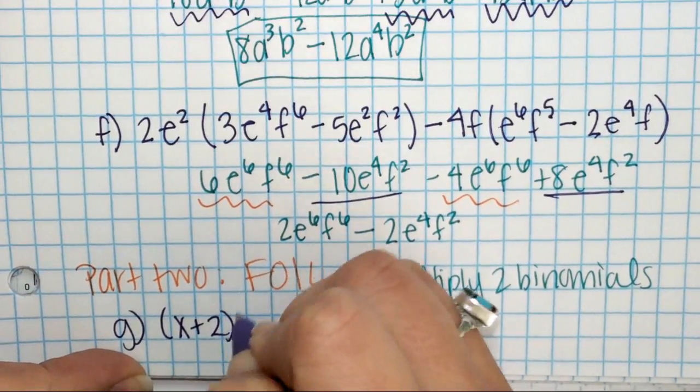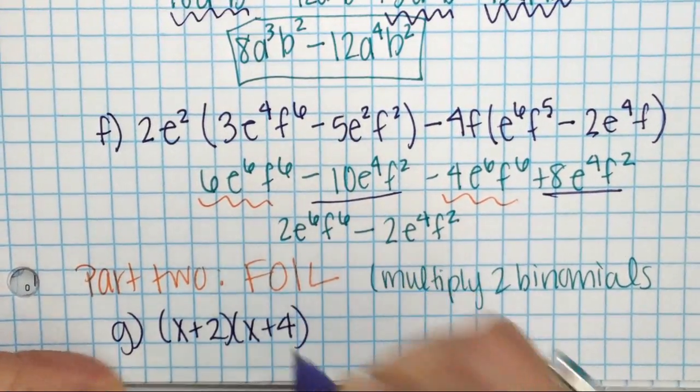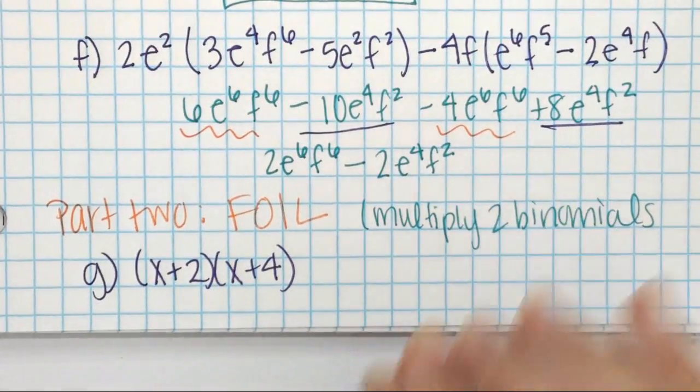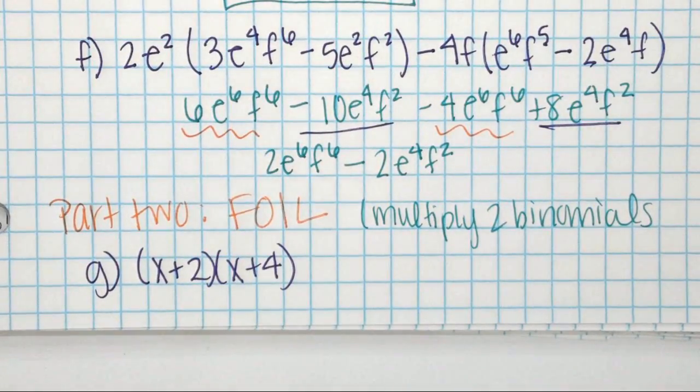Alright, x plus 2, x plus 4. Now, when you multiply these together, you have to use the FOIL method, which is first, outer, inner, last. And I need you to please draw the arrows as I draw the arrows. Is everybody ready? Yes, ma'am.